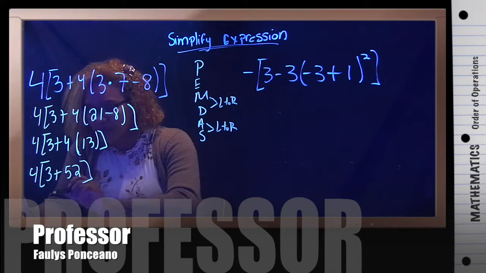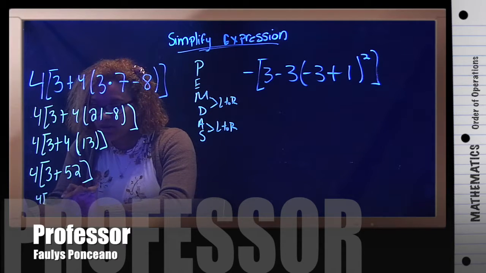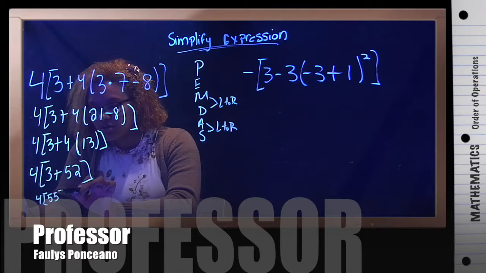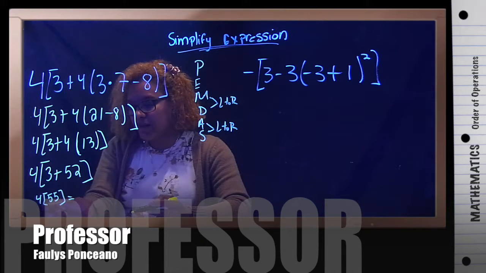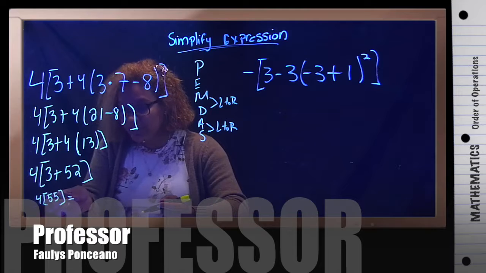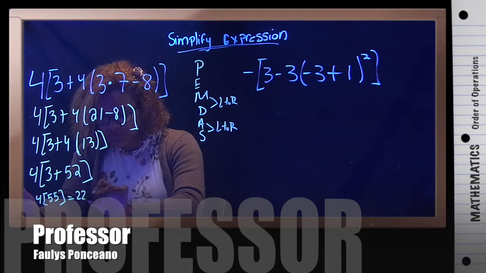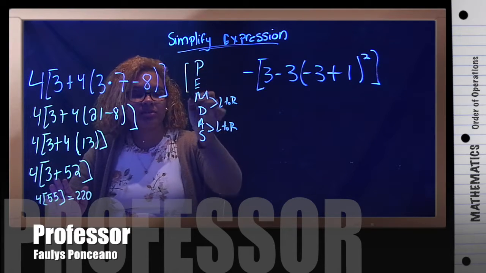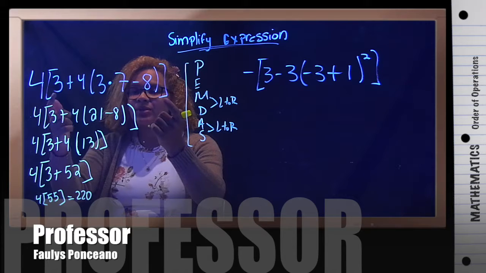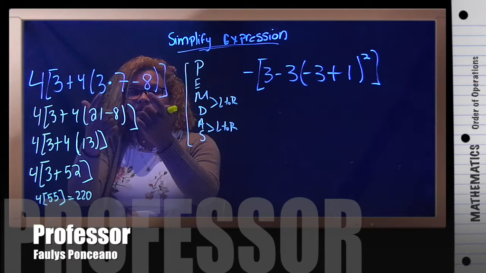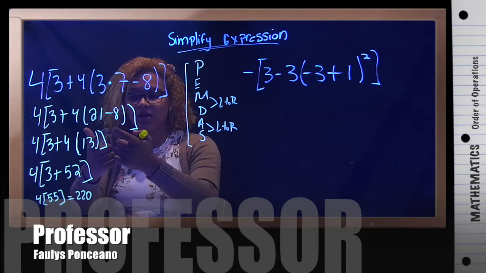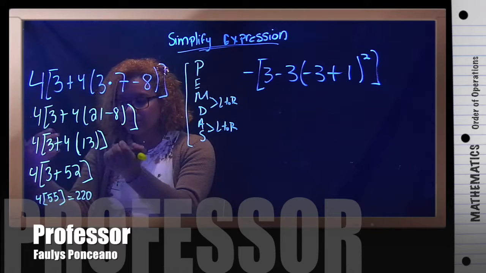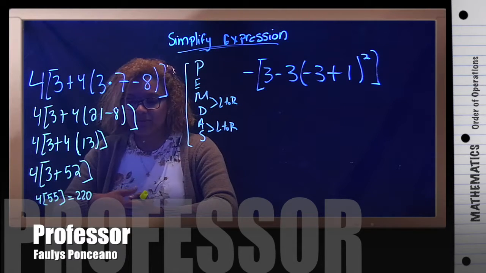Then the next step is going to be to add. We have 3 plus 52. And then we are going to multiply the brackets, the symbol of multiplication as well. So 4 times the 55, and that gives you 220. So we started from here using our order of operations, right? Started in the brackets. Within the brackets, we started in the parentheses. In the parentheses, we did the multiplication. Then we subtracted. Then we multiplied the 4 times 13. We added the 3 plus the 52. And lastly, we did 4 times the 55.